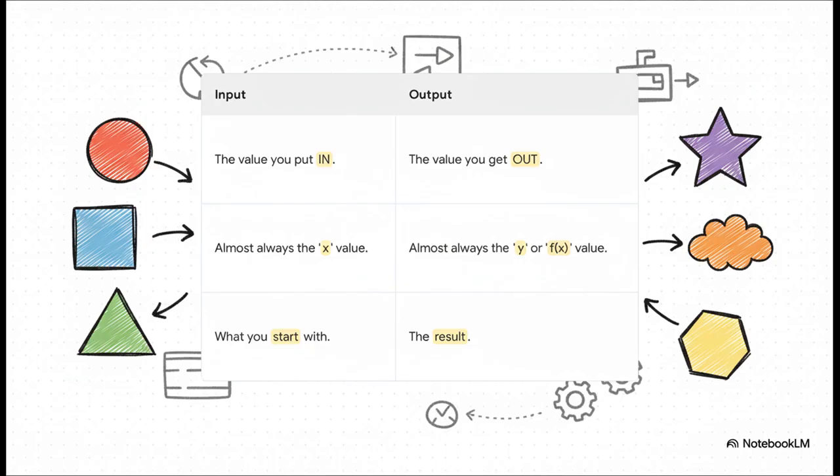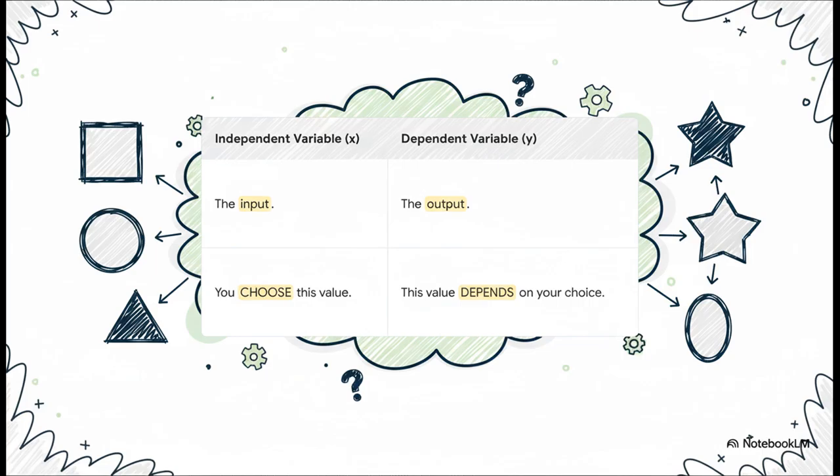Every single function has two main characters, the input and the output. You can think of it like cause and effect. The input is what you start with. We almost always call this x. And the output is the result you get, which we usually call y. And here's where it gets kind of cool. We have special names for these. The input x, we call that the independent variable. Why? Because you are independent. You get to choose whatever value you want to plug in. But the output y, that's the dependent variable, because its value totally depends on what you chose for x.